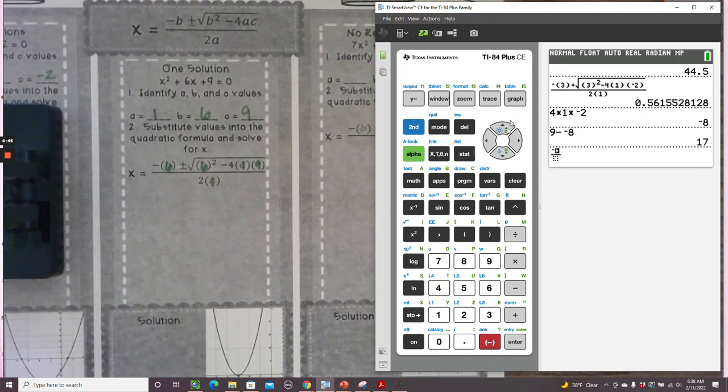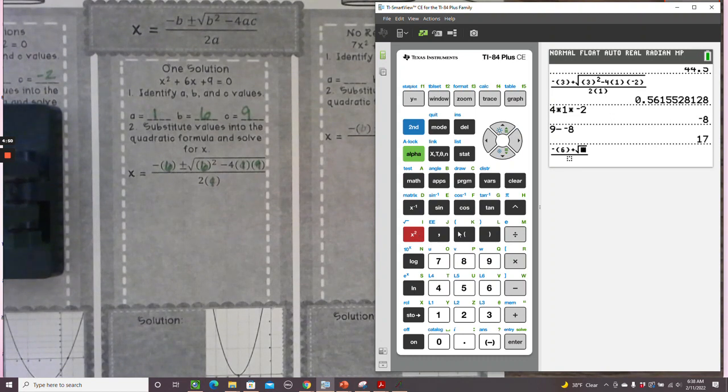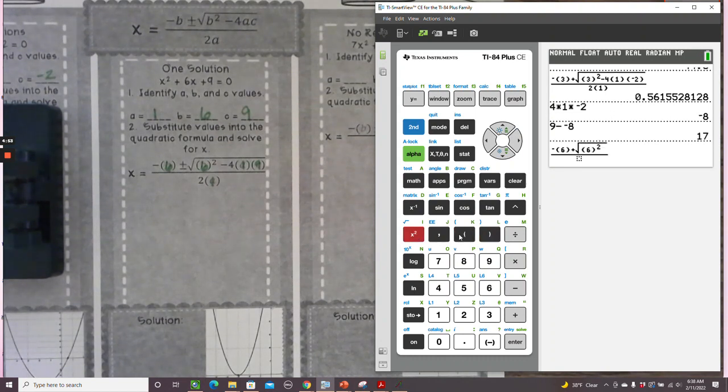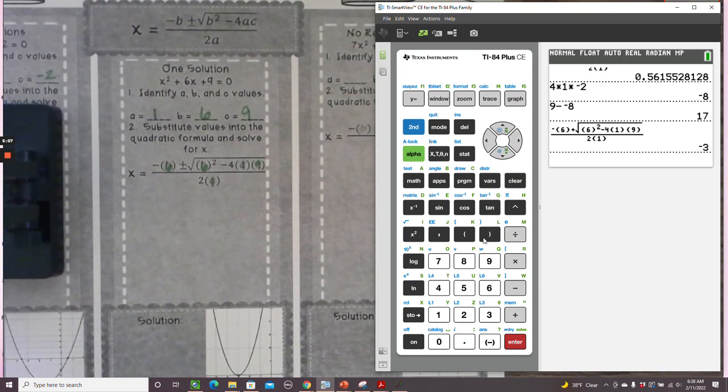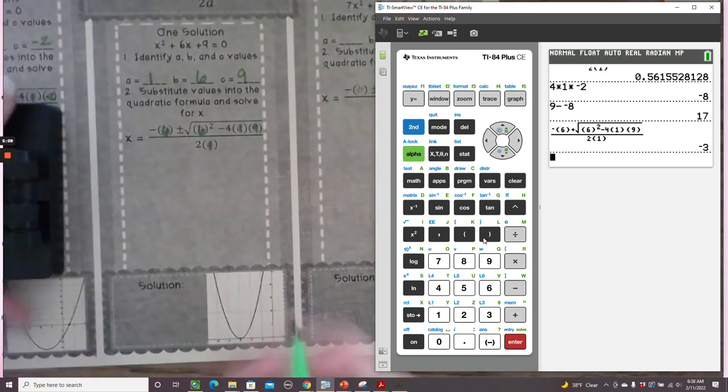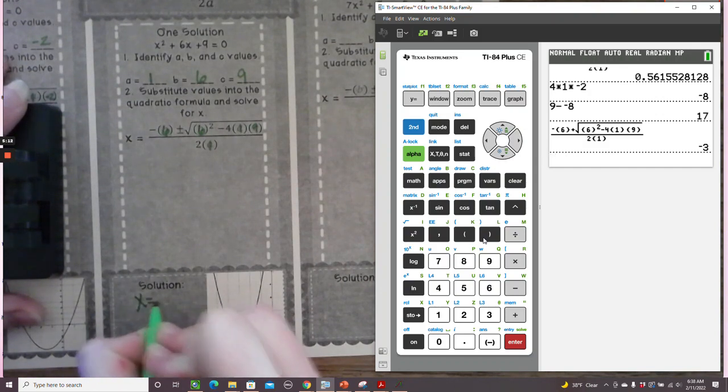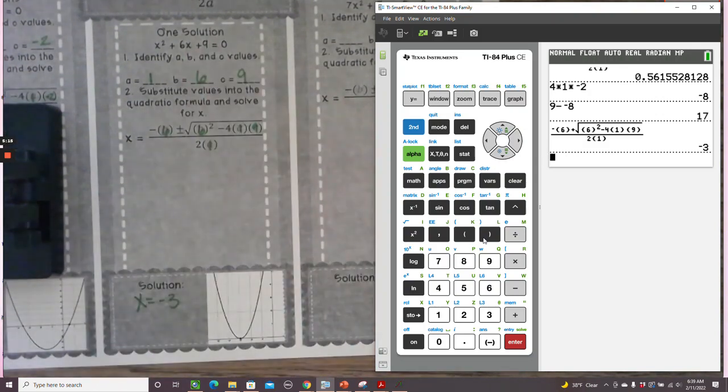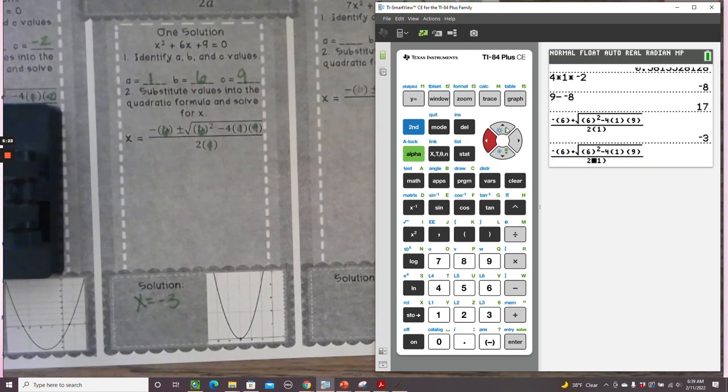So we've got negative 6, and we're going to do plus first. The square root of 6 squared minus 4 times 1 times 9 over 2 times 1. So when I hit enter here, you see that I get a -3. So I know one of my solutions, x equals -3. And we know this already has one solution because it says it. But they don't always tell you that this quadratic has one solution. So you do need to go back.